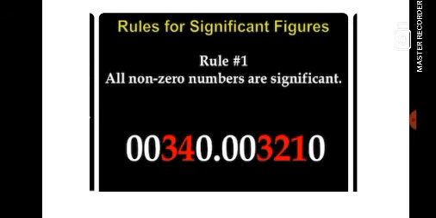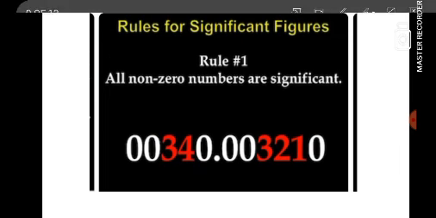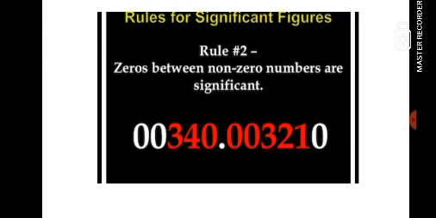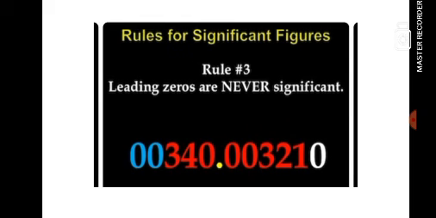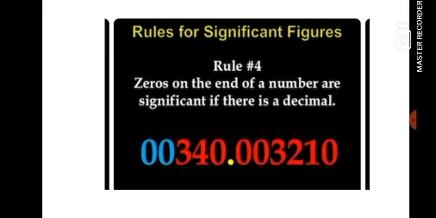Now let's talk a little bit more about the rules. All non-zero numbers are significant, as you can see here in the picture. All non-zero numbers 3, 4, 3, 2, 1 are significant. Then we've got rule 2. Zeros between non-zero numbers are also significant, as you can see here in the example. Leading zeros are never significant. They will never be counted.